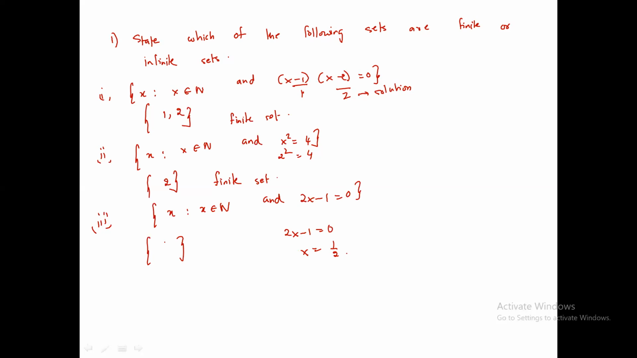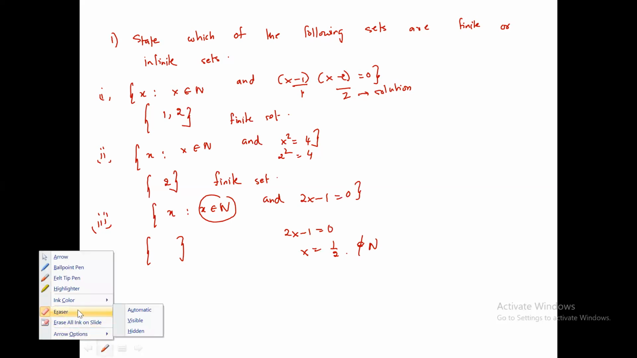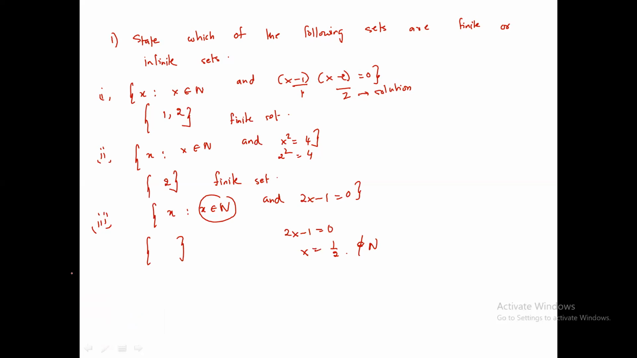I have to write 1 by 2. But 1 by 2 is not a natural number. That means I cannot write any number in the set. It is a null set. Null set means no number, easy to count. So this also comes under finite set.